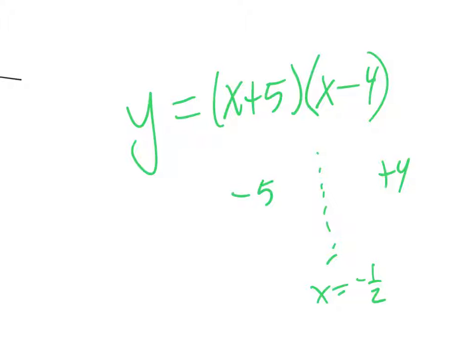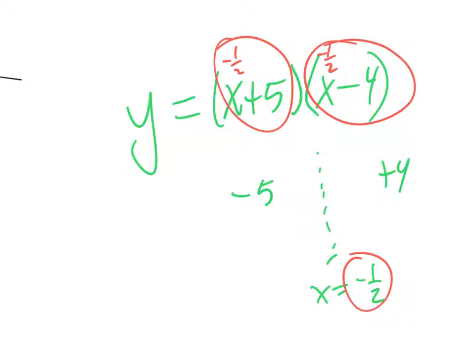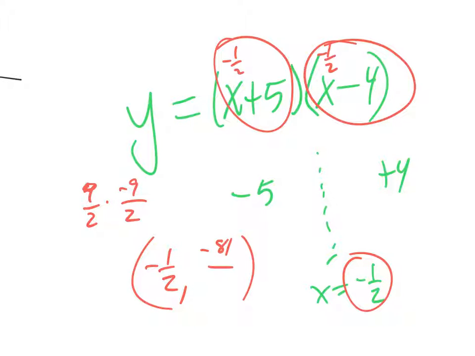Then what do you do? You put that back in here. That makes 4.5. That makes negative 4.5. So it's going to be 4.5 times negative 4.5, which gives you your y. The vertex would be negative 1/2, comma, 4.5, which is like 9 over 2, times negative 9 over 2. That's going to be negative 81/4. You probably wouldn't have one that bad on the test, but you never know. It's not that hard. You just had to take 4.5 times negative 4.5.